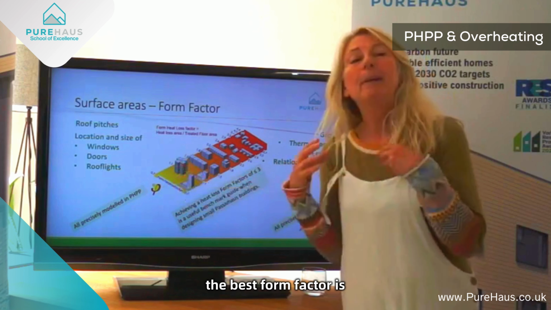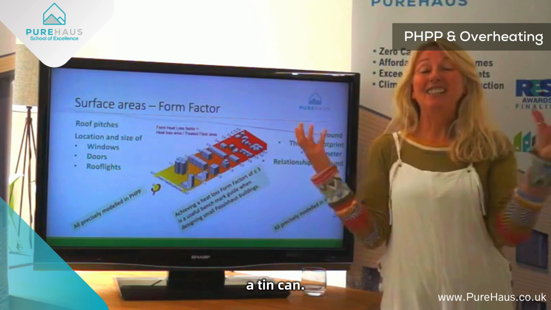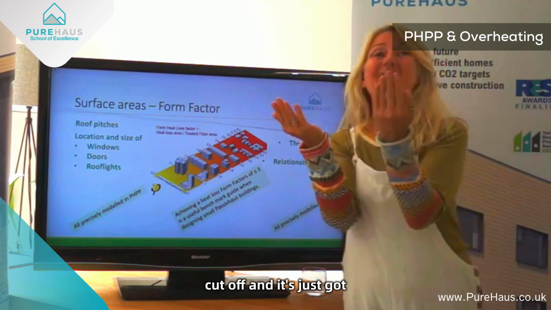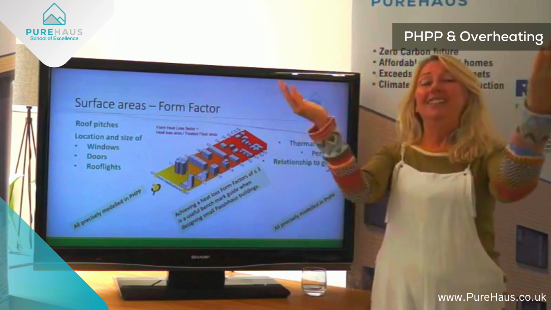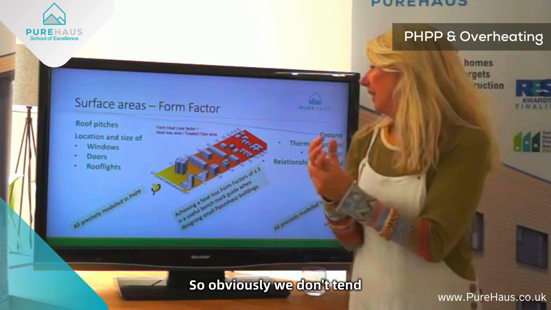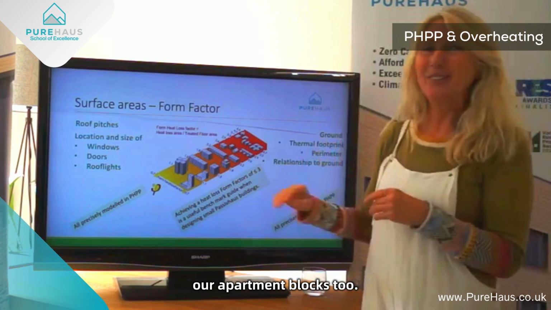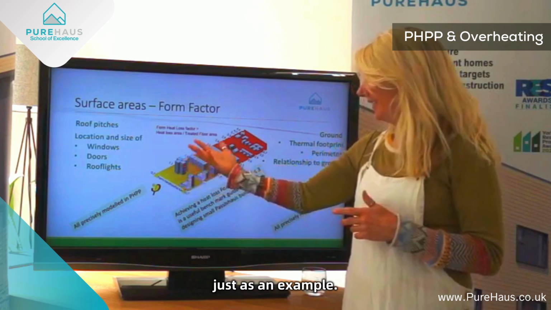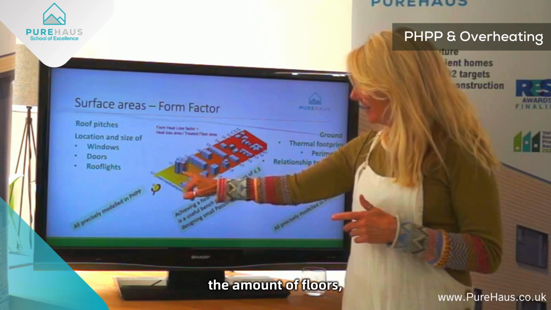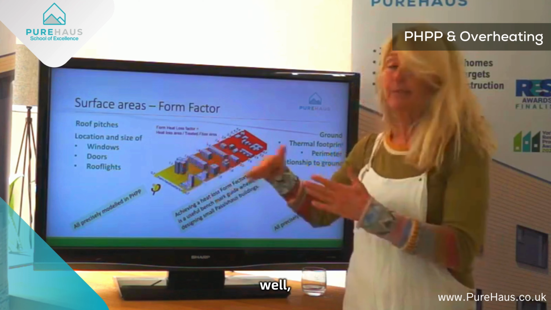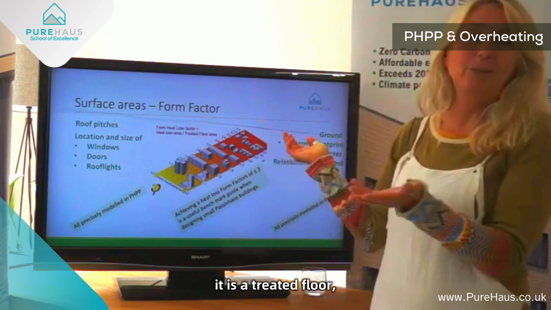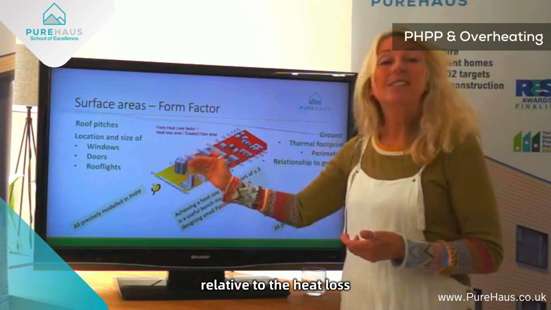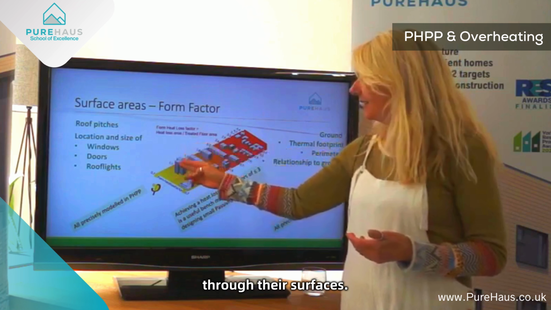The best form factor is a baked bean can, a tin can. It's got the least surface area. All the corners have been cut off, and it's just got a round cylinder, and then it's tall. So obviously we don't tend to do that with our apartment blocks. This one's got lots and lots of floors. So when you look at the amount of floors, which is the treated floor area, there's a lot of floor area relative to the heat loss through their surfaces.